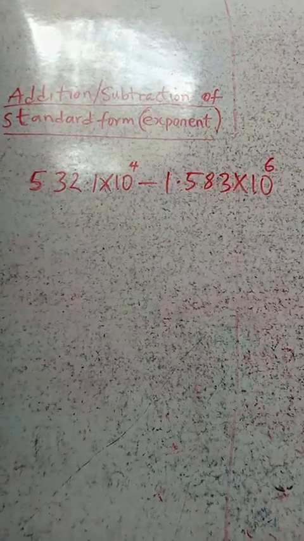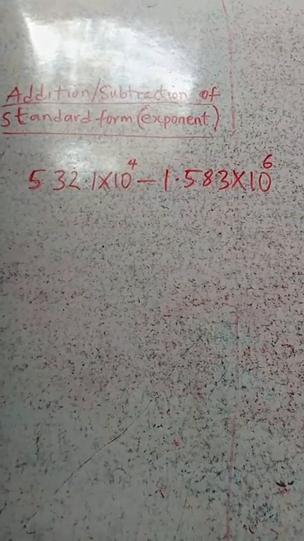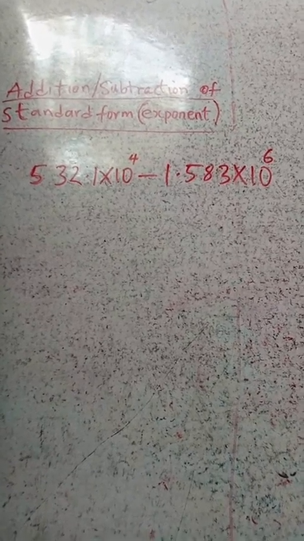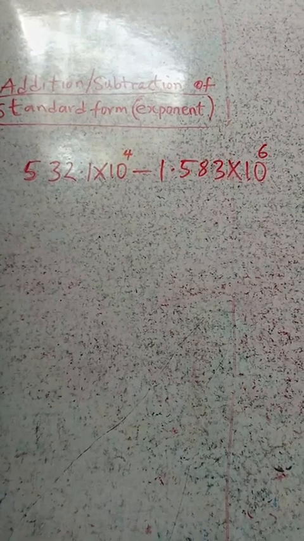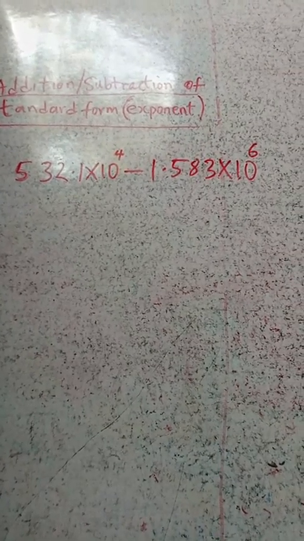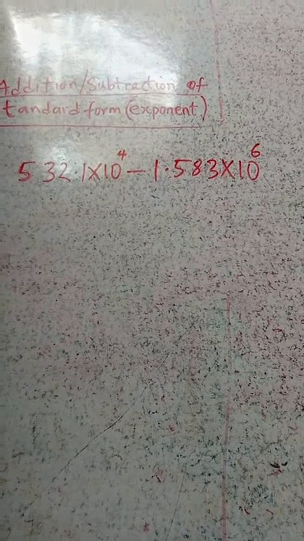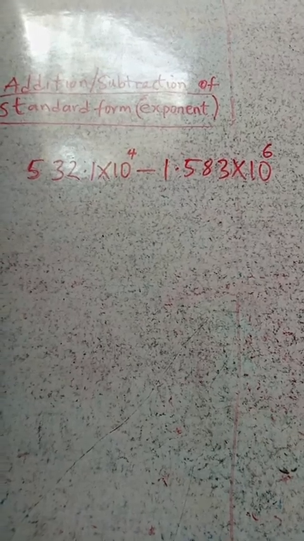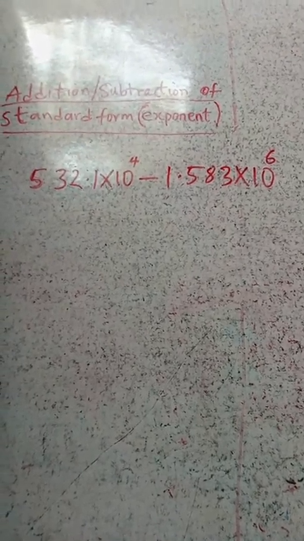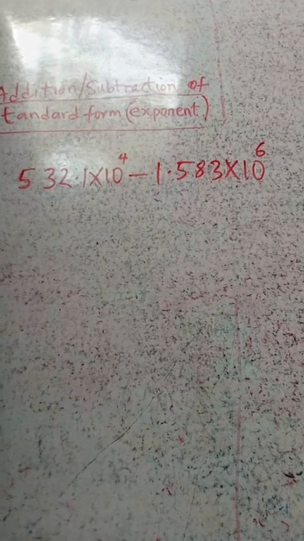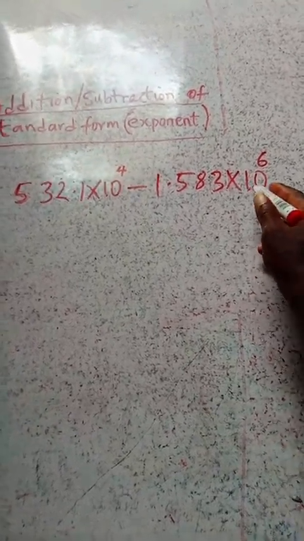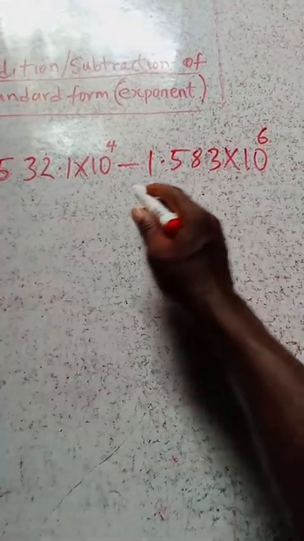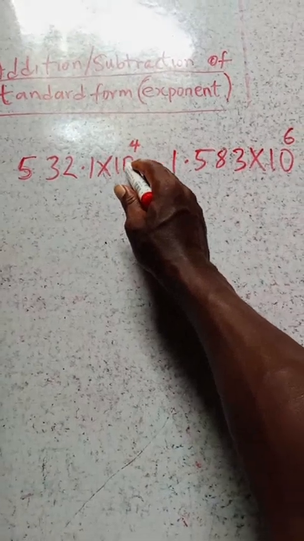So again, if you have this question here, 532.1 times 10 to the power 4 minus 1.583 times 10 to the power 6, you can see from the question that the exponents are not the same. This one is raised to the power 6, while this other exponent is 10 to the power 4.